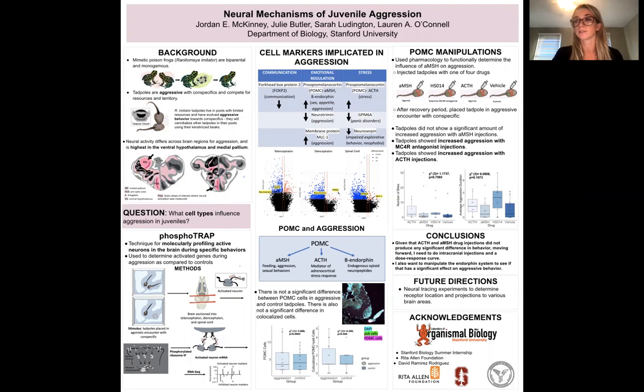So given this information, we were trying to really investigate the question this summer of what cell types influence aggression in juveniles. So we used this really cool technique called phosphoTRAP, and it's a technique for molecularly profiling active neurons in the brain during specific behaviors. And we used it to determine activated genes during aggression as compared to controls.